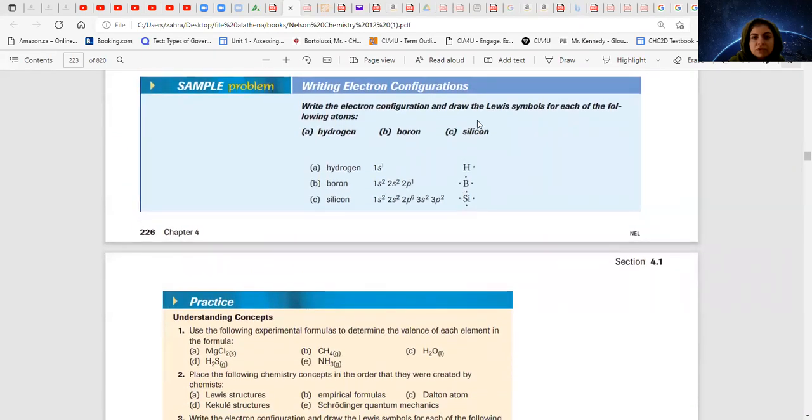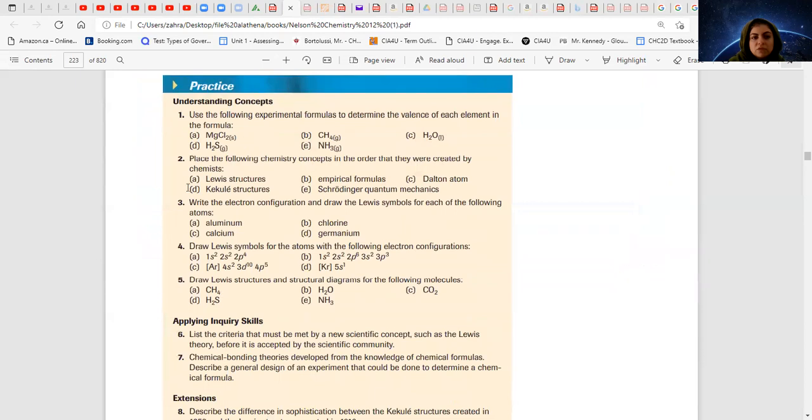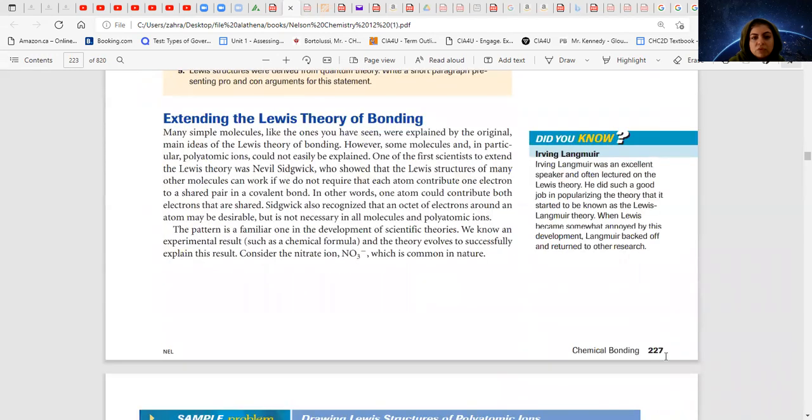Here, write the electron configuration and draw the Lewis symbol for each of the atoms. So I believe this is very clear. You can do that. So here is 1, 2, 3, and 4, 5. You can do it as classwork. This is page 227.